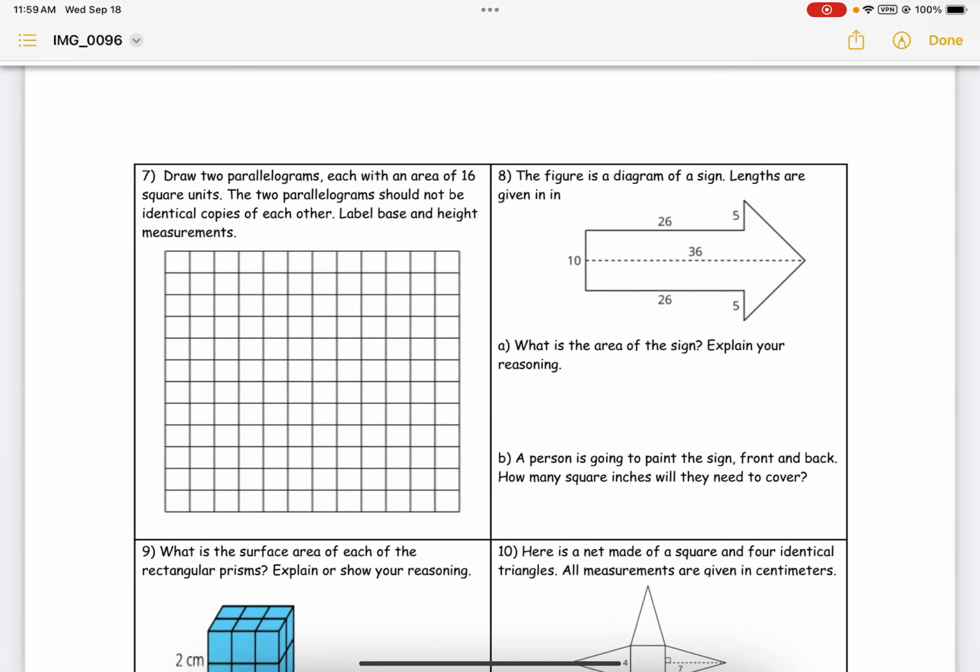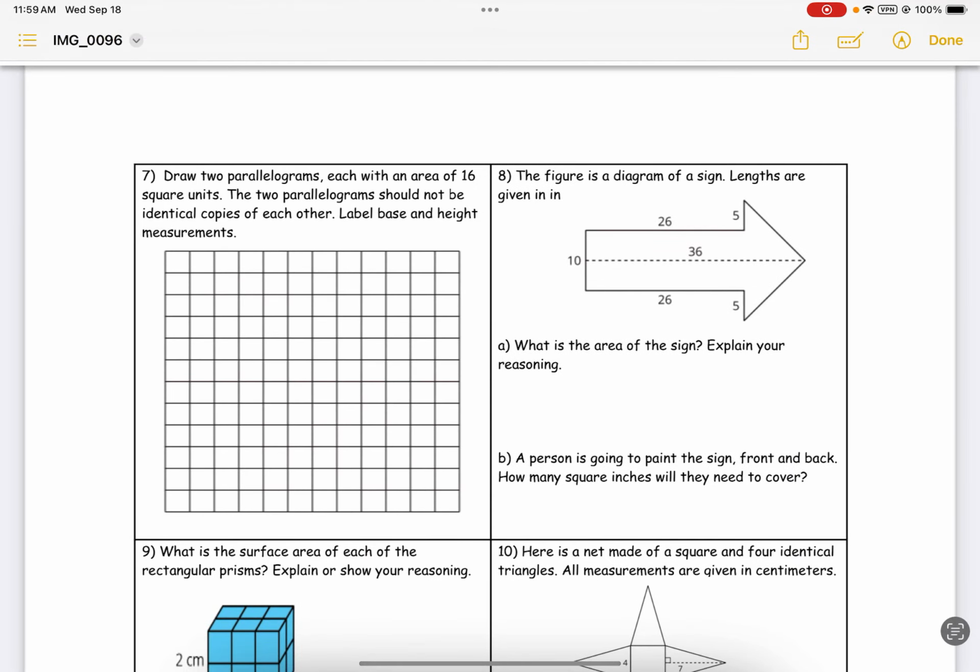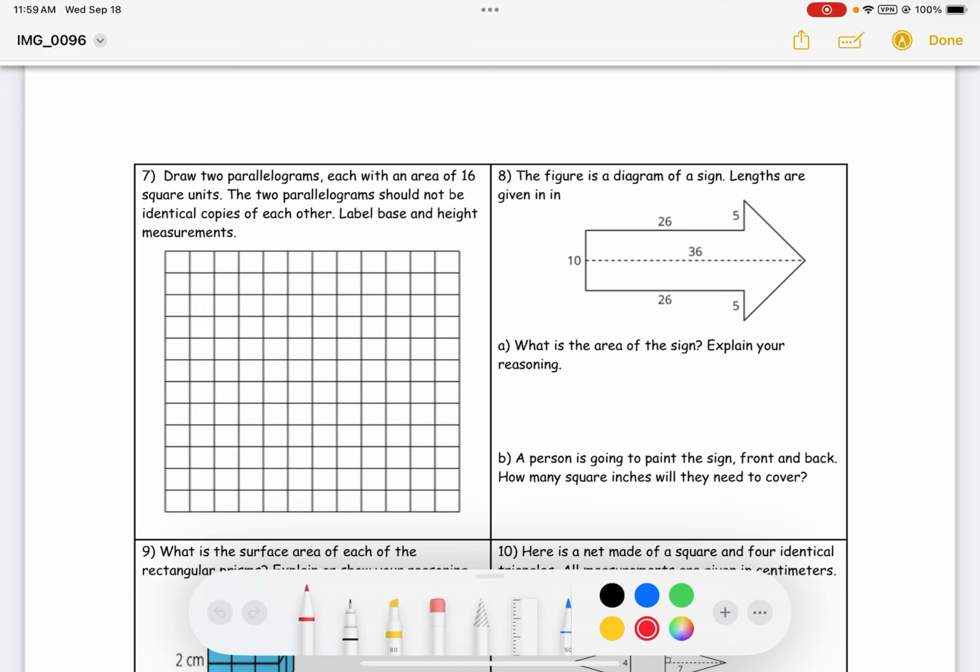This is part two of review of priority standard PS 14 and 16. So this is part two. We're starting on question seven, so make sure you're following along. I'm sorry, this is in two videos, but this is PS 14/16 review part two.